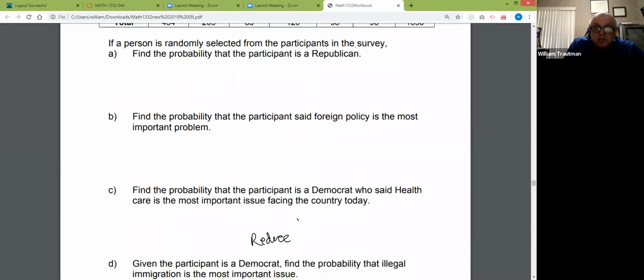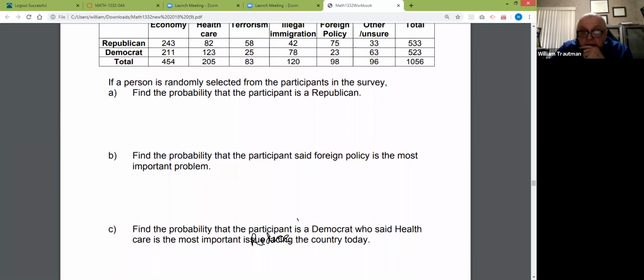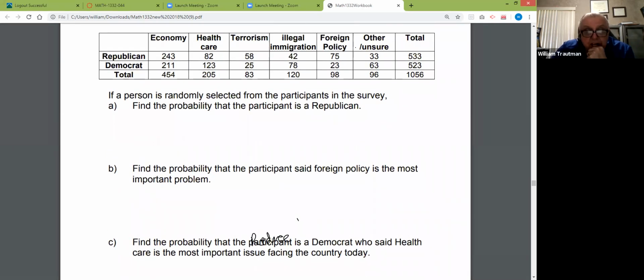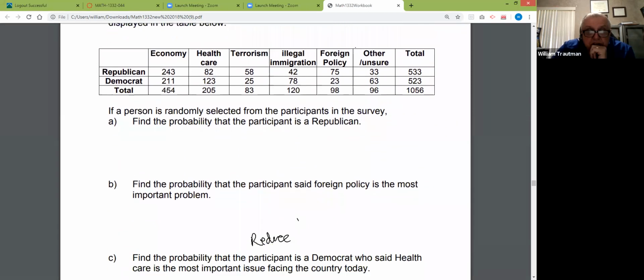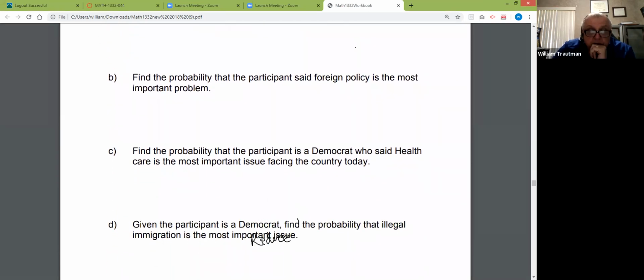Find the probability the participant is a Democrat who said healthcare is the most important issue. Okay, so this is kind of important here. So we want to find the probability that healthcare is the most important issue. So we're doing C, right?